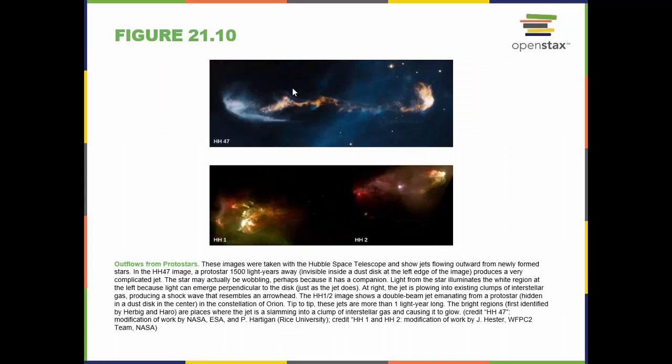So here's two more pictures of HH47, HH1, and HH2. These were taken with the Hubble Space Telescope, and once again show these jets flowing outward from these newly formed stars. And in the HH47, the top image, a protostar of about 1,500 light years away.